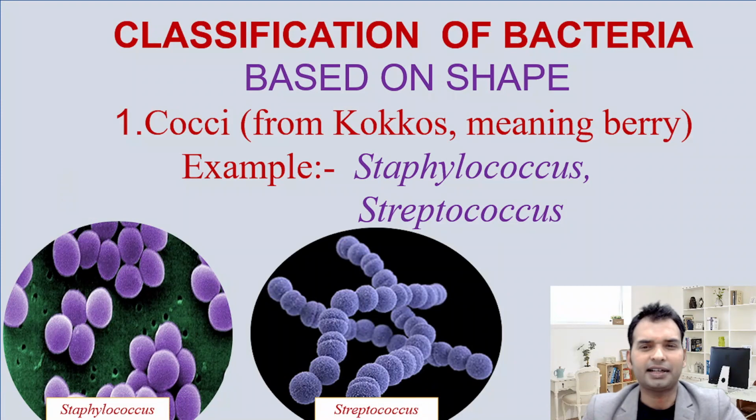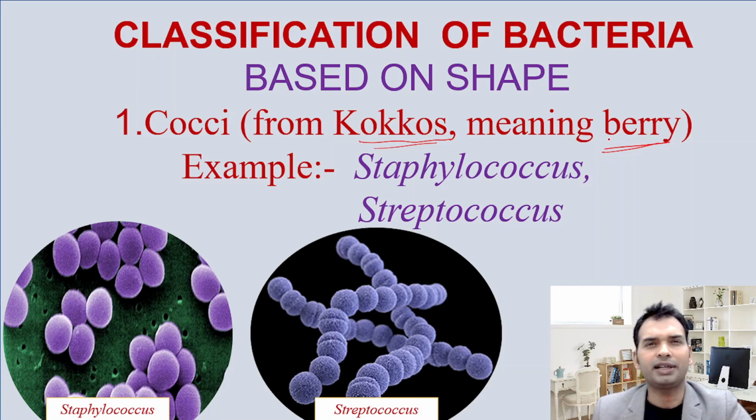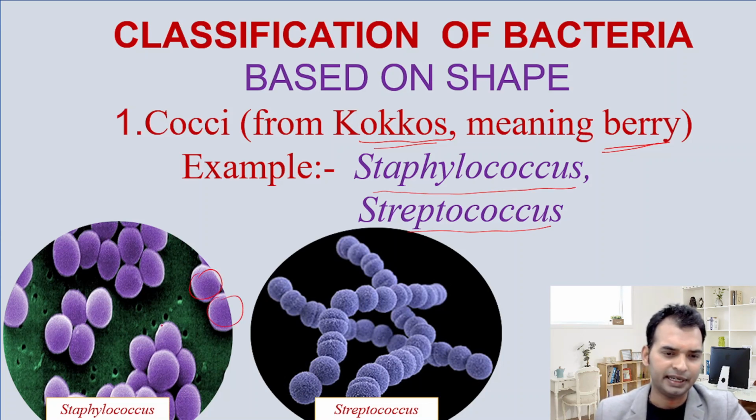When we see the classification of bacteria according to their shape, number one is Cocci. Cocci is made up of the word Kokkos, meaning berry. Cocci are round in structure, round in shape. Here I have taken two bacteria examples, Staphylococcus and Streptococcus. Both are round in shape.